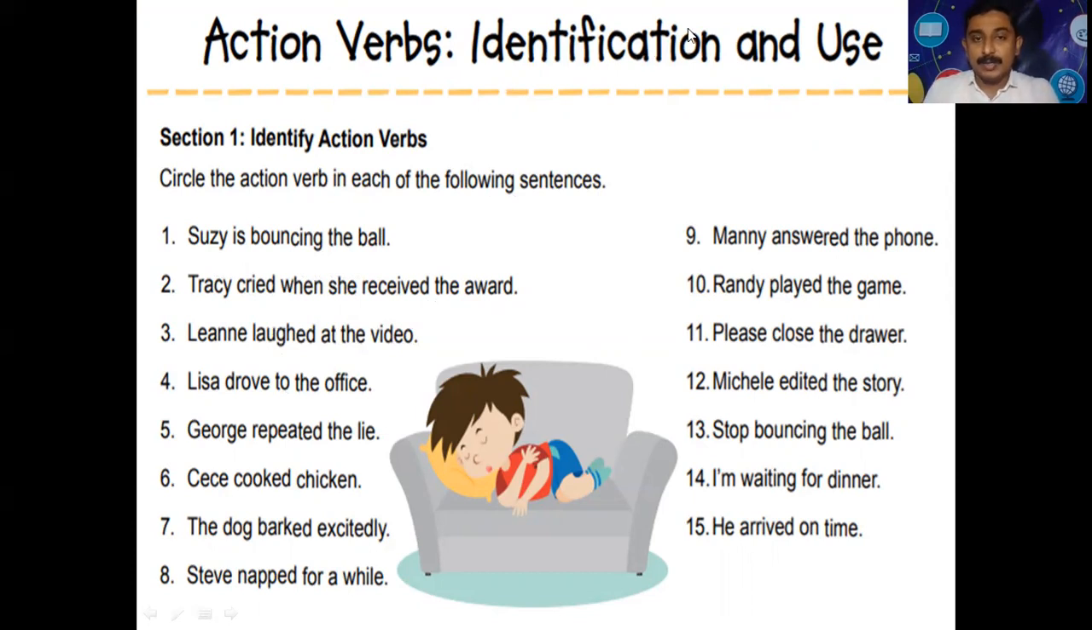I hope that you have understood verbs and their types. A verb is a word that expresses action or state of being. Verbs can be divided into action verbs, linking verbs, and helping verbs. Action verbs can be divided into transitive and intransitive verbs. When the object receives the action, it is said to be a transitive verb, and when the object does not receive action from the verb, it is said to be intransitive. In the same manner, we have also learned about linking verbs and helping verbs.